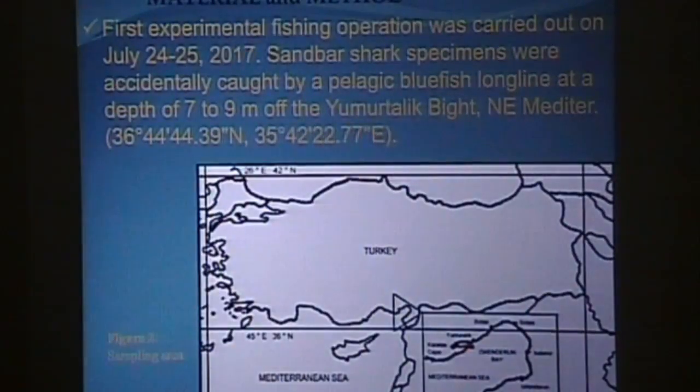The first experimental fishing operation was carried out on July 24-25, 2017. Sandbar shark specimens were accidentally caught by a pelagic bluefish longline at a depth of 7 to 9 meters in Yumurtalık Bight, northeastern Mediterranean. This area here is Yumurtalık Bight in the Gulf of Iskenderun.